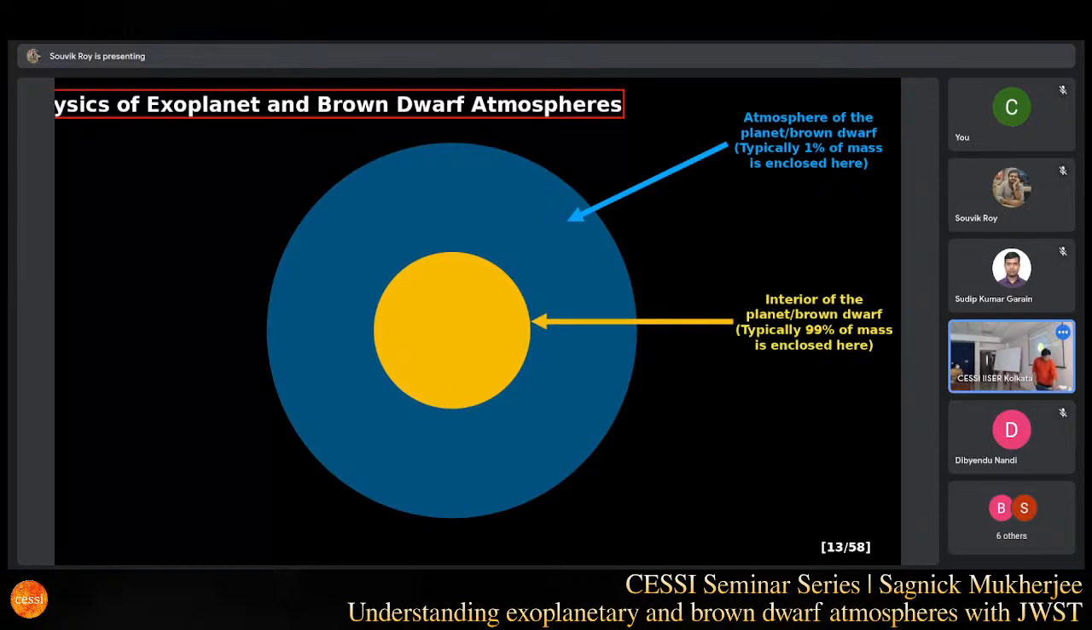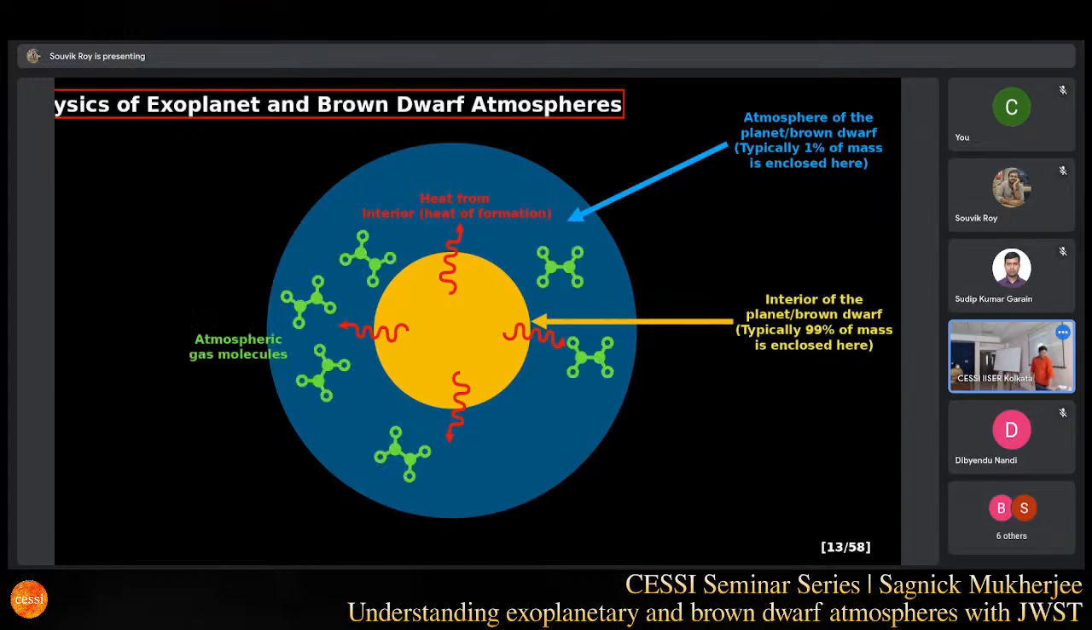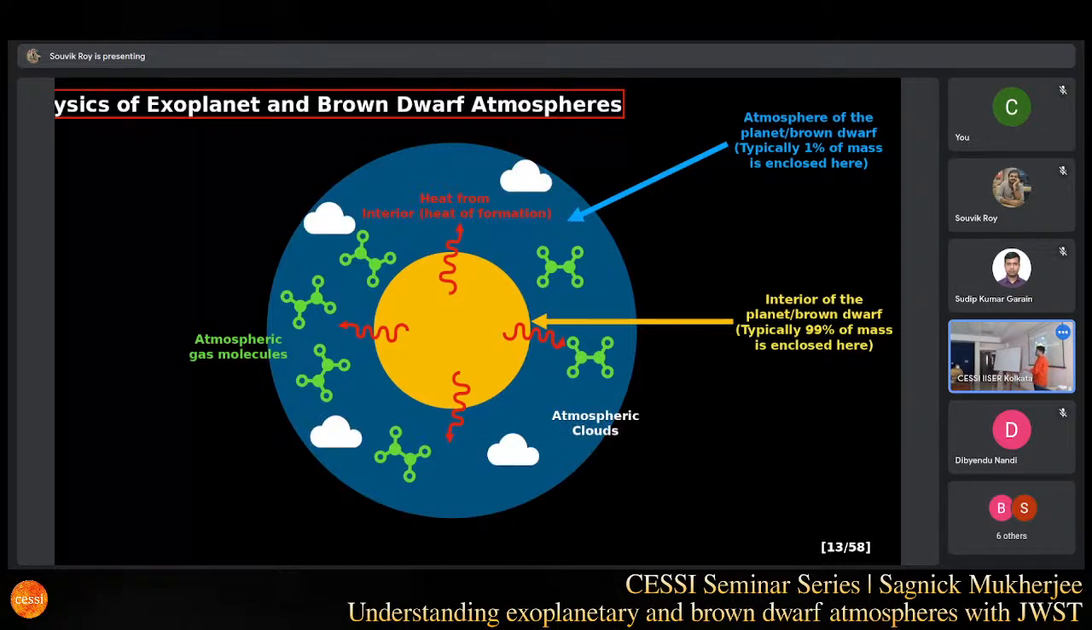Why? Because the interior has some heat of formation, some gravitational heat. Remember, there's no nuclear fusion, so there's no fusion heat, but there's still some heat coming out from the interior. That heat needs to go out from the object because your object is trying to cool, but your atmosphere comes in the way, and your atmosphere is of such temperatures that you have a lot of gas molecules around. These molecules can trap this heat, they can absorb this heat. Not only that, you can have clouds around. For example, Jupiter has ammonia clouds, and clouds are really good at scattering photons.